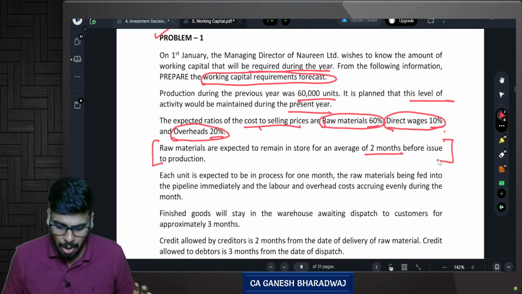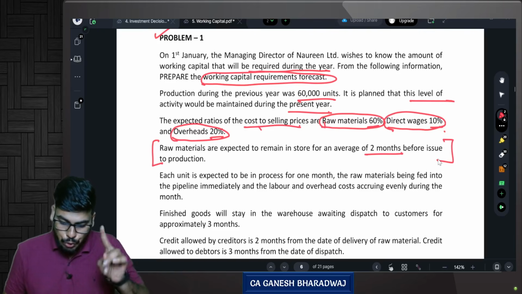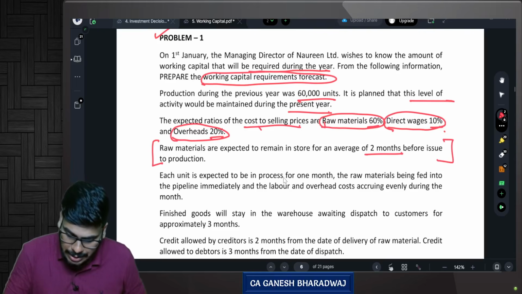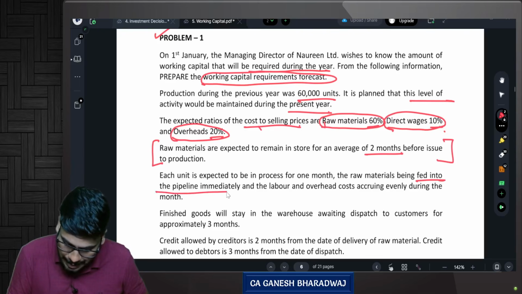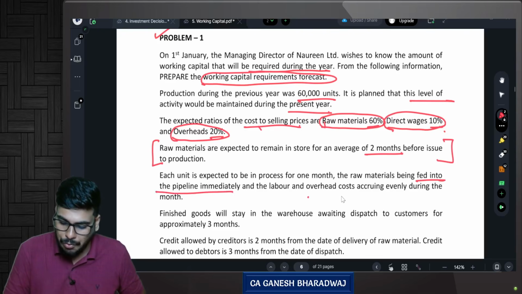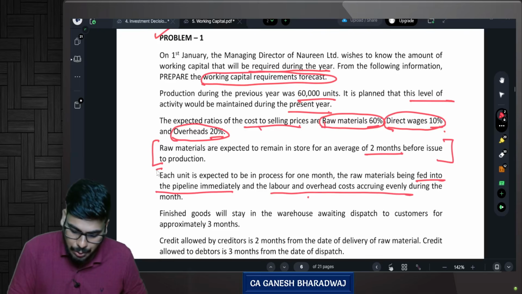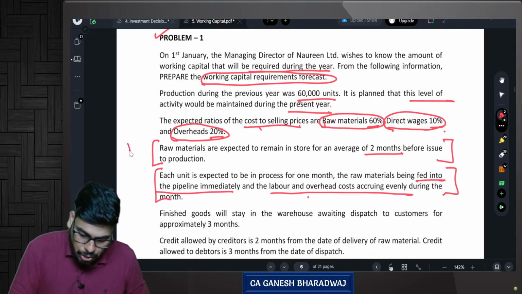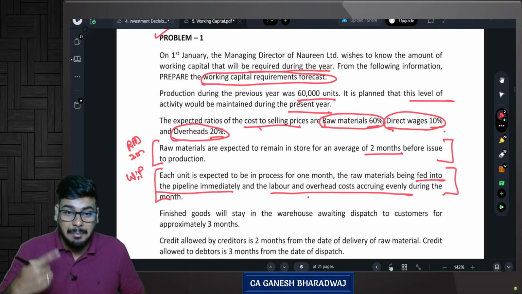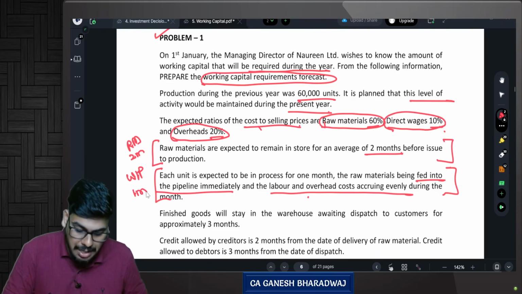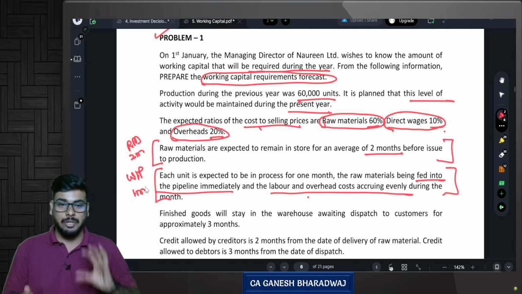It is the company's policy, correct? Each unit is expected to be in the process for 1 month, with the raw material being fed into the pipeline immediately, and the labor and overhead cost accruing evenly during the month. What are they saying? Raw material stock 2 months. They are saying WIP, what will happen? It remains in the process. It takes 1 month for them to convert the RM into WIP.